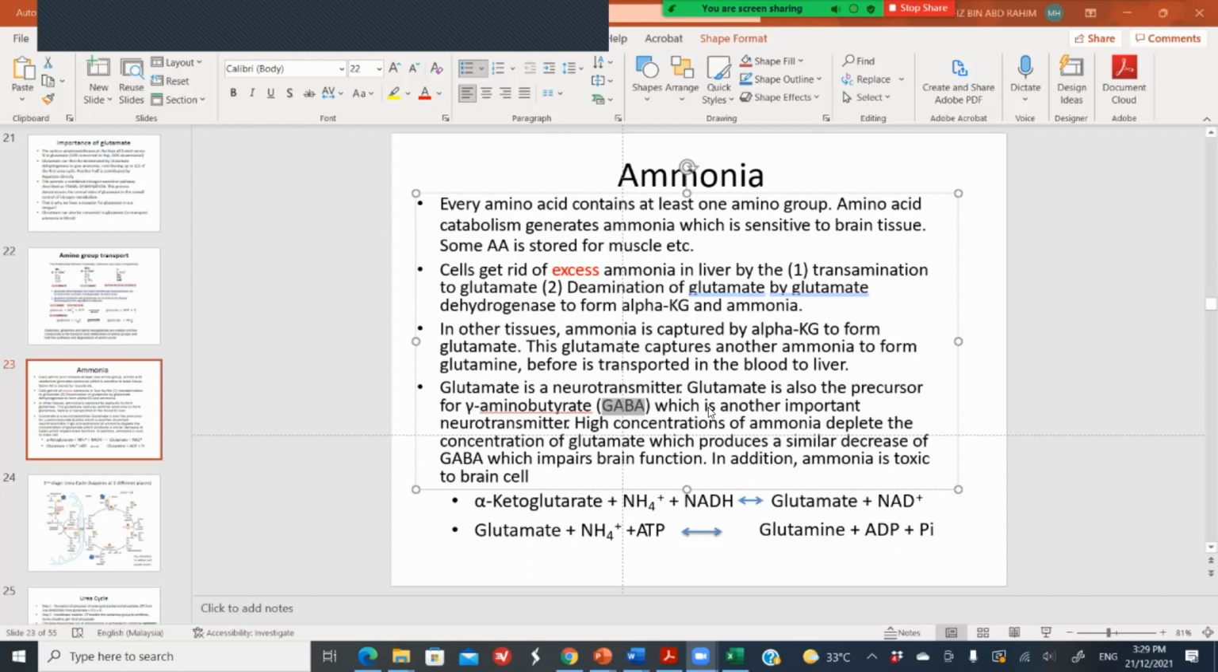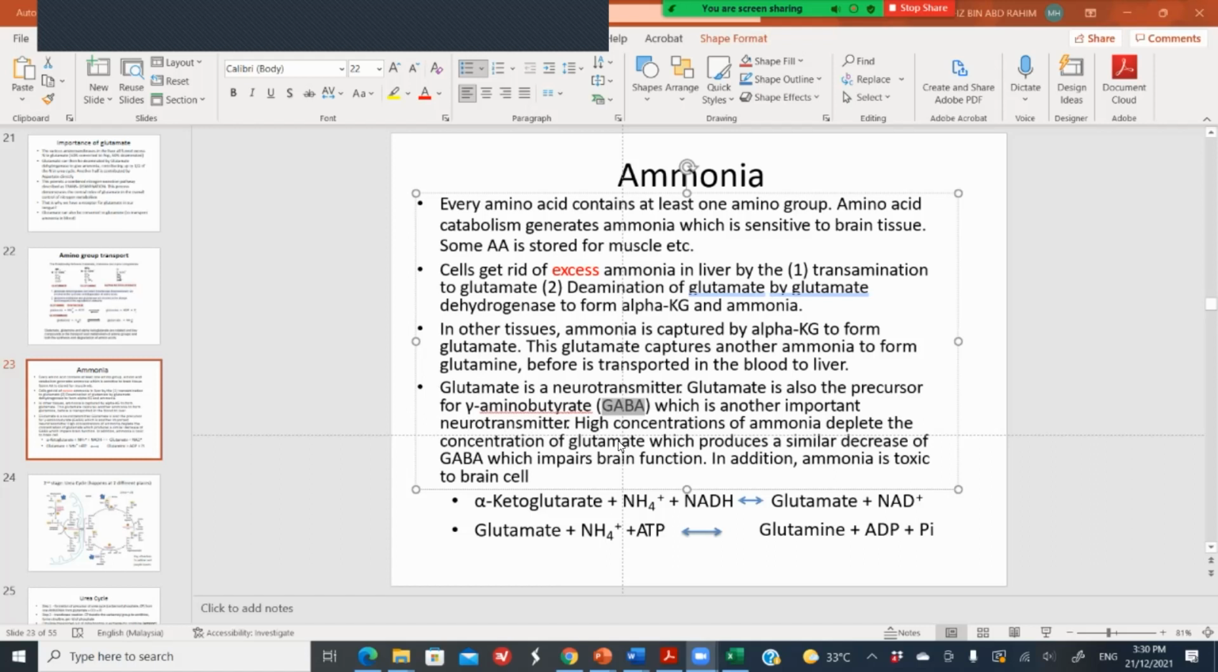So it says GABA is able to help you in many things. For example, help you in your sleep, to sleep faster and so on. Dia macam hormon neurotransmitter yang bagi you penenang. So GABA ni, the precursor is glutamate. So if you have too much ammonia in the body, this ammonia can come and bind to glutamate and form glutamine. So bila glutamate tak cukup lah untuk buat GABA.